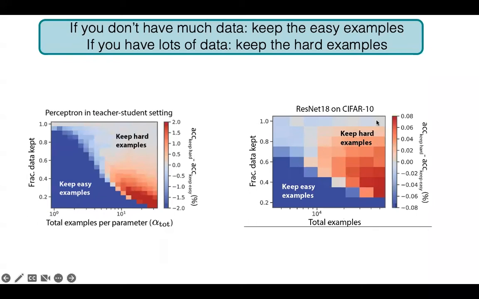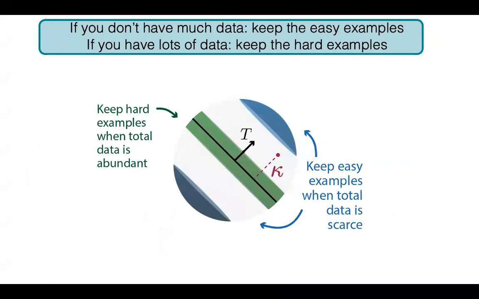We did the same experiment for a ResNet 18 on CIFAR-10, and we found that if we start with a very large data set, we do better if we keep the hard examples, but if we start with a very small data set, we do better if we keep the easy examples. So what does this look like geometrically?